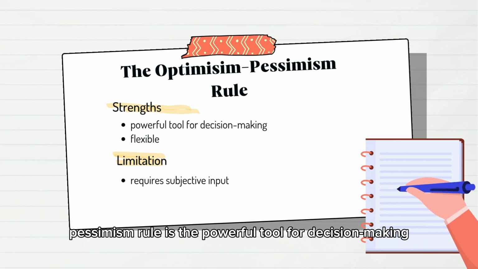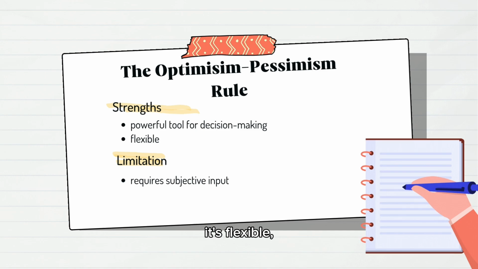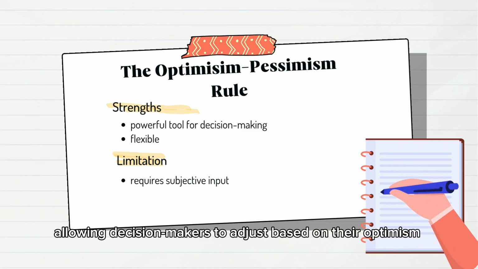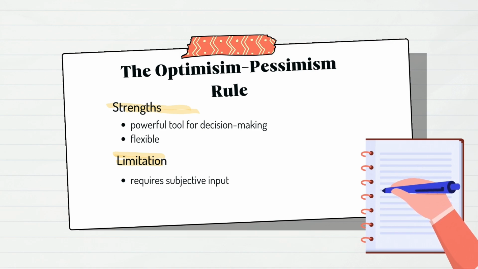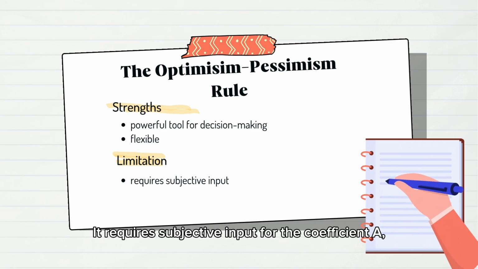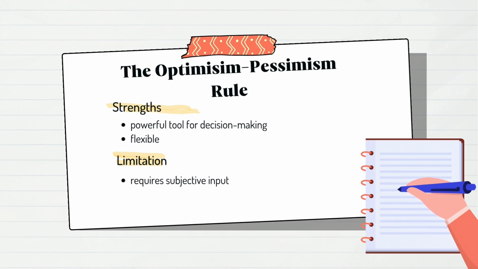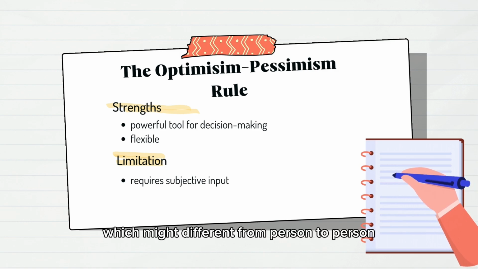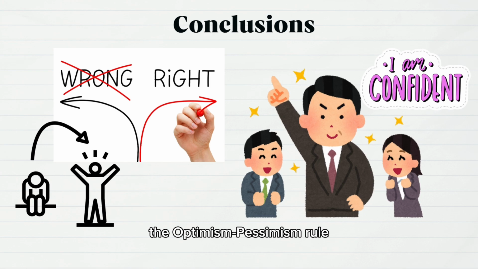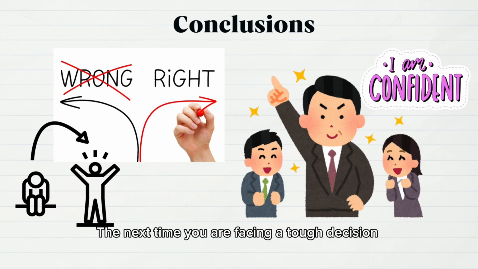The optimism-pessimism rule is a powerful tool for decision making under uncertainty. It is flexible, allowing decision makers to adjust based on their optimism or pessimism. However, it requires subjective input for the coefficient alpha, which might differ from person to person. In conclusion, the optimism-pessimism rule helps balance risk and rewards, making it a practical tool for decisions where probabilities are unknown. The next time you are facing a tough decision, give it a try.